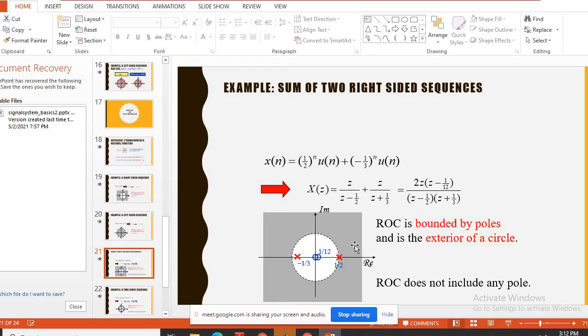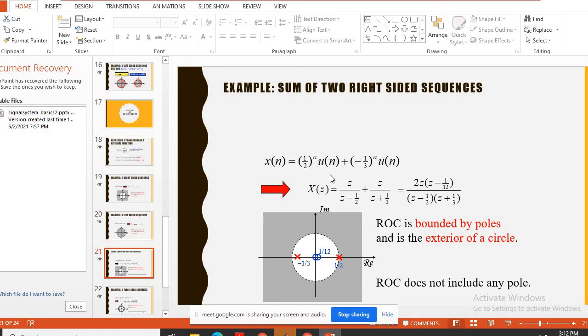Now say for example one more signal. We'll be using the general formula, and from that we can write. Now see here, if there are two terms, what is happening? One is a raised to n u of n, and this is also a raised to n u of n. But here a is 1 by 2, and here a is minus 1 by 3. What is our Z transform formula?